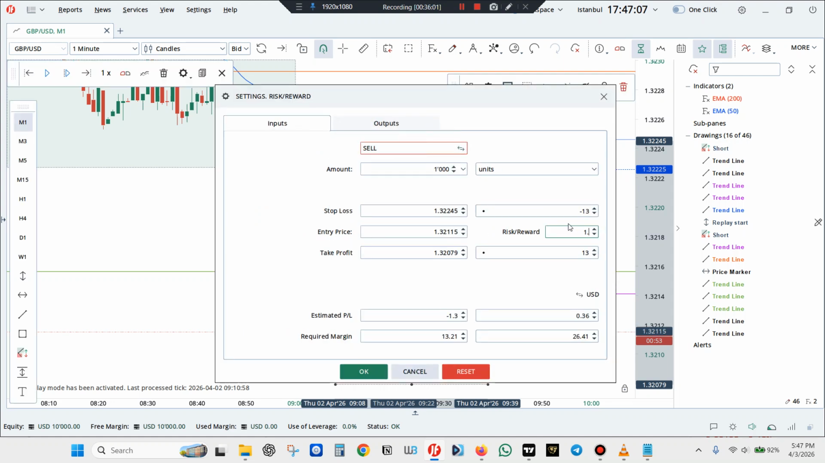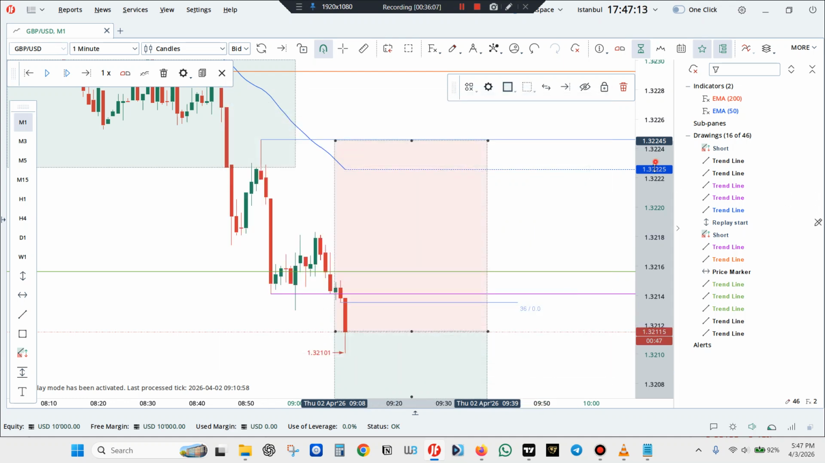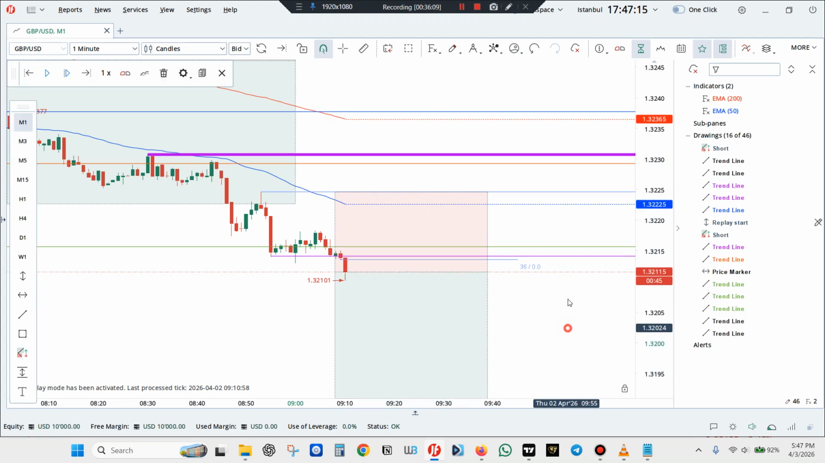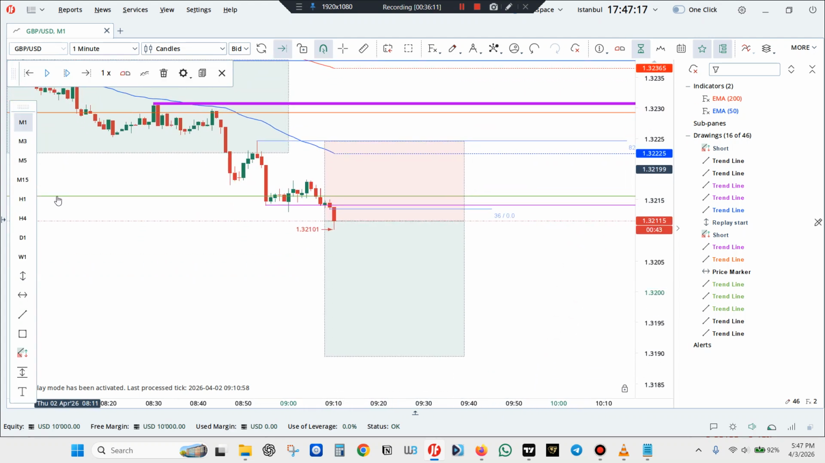I love risking 1:2.7. Sometimes 1:2 is also good. I may love 1:2.7, but 1:2 is good also. So we play this trade. Let's see how price delivered.